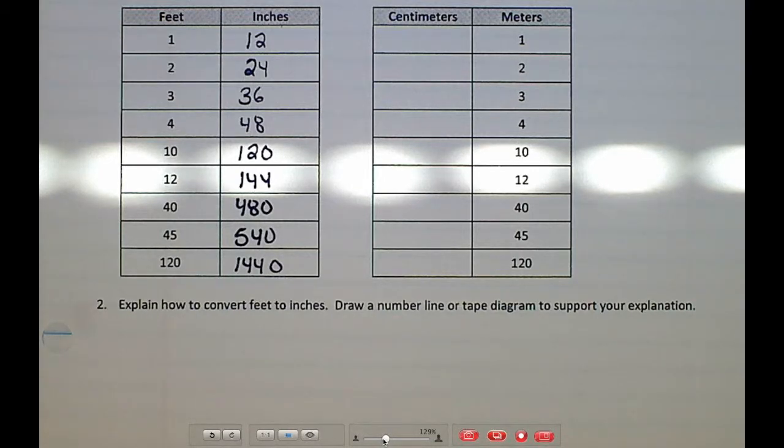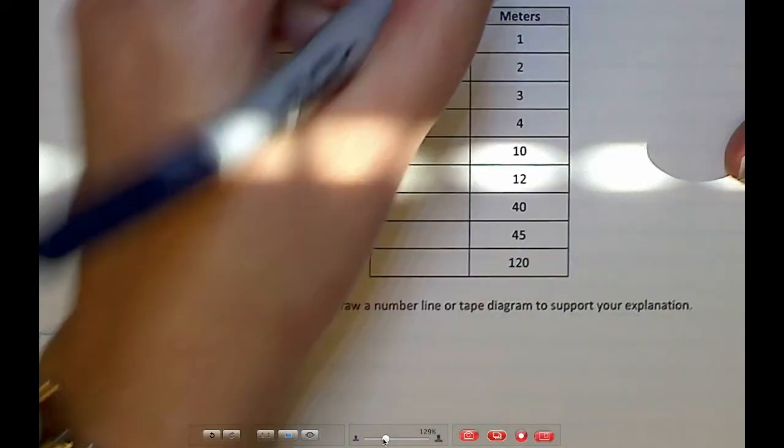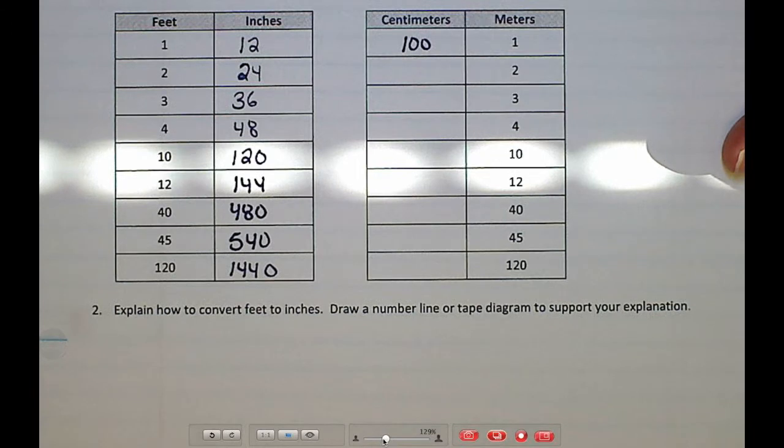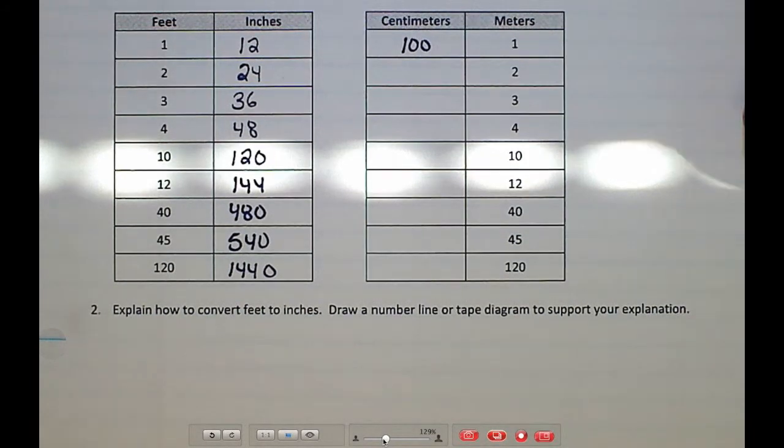So anyone know how many centimeters are in 1 meter, Grace? No. 100. So go through and just fill out the rest of your chart right now. You guys should be able to do this easily.